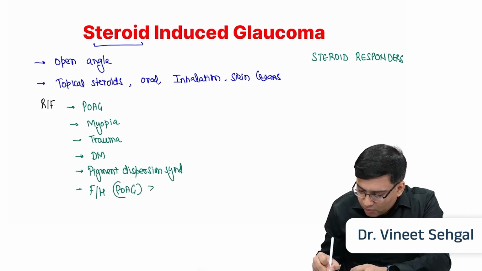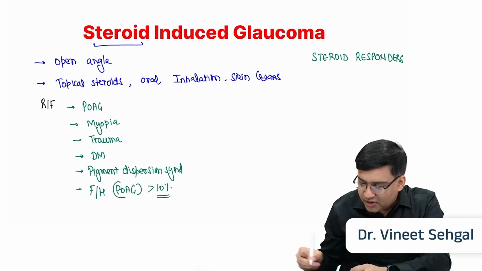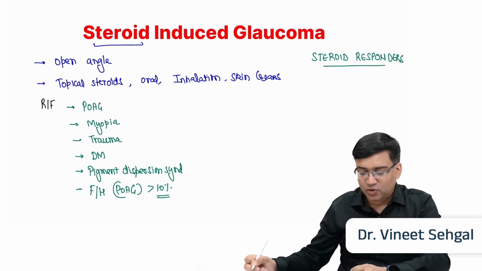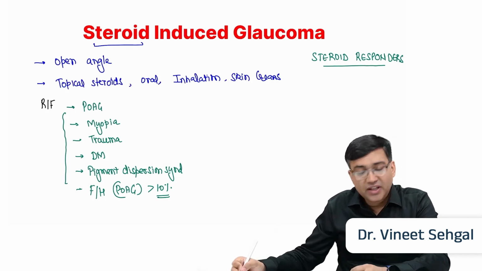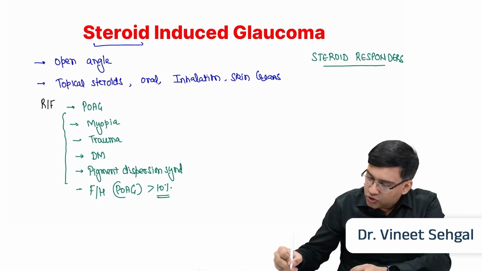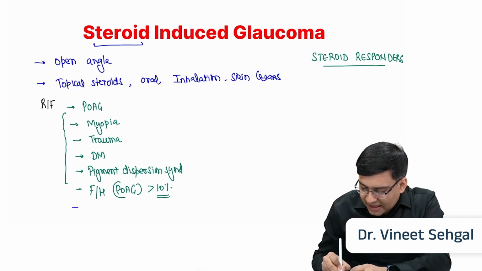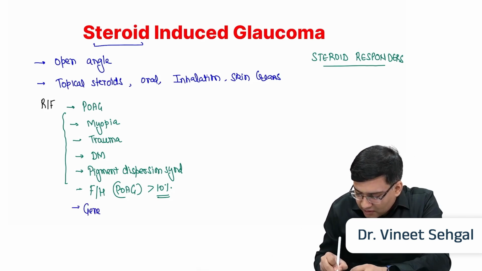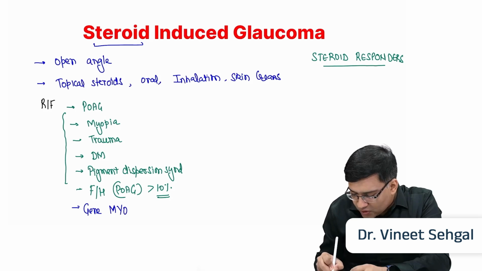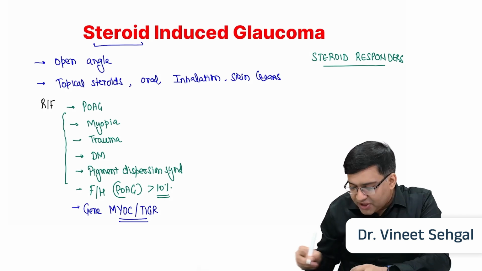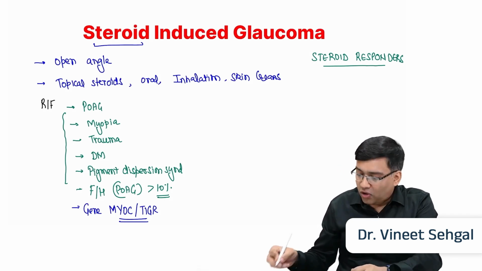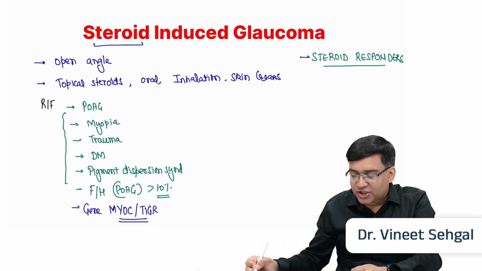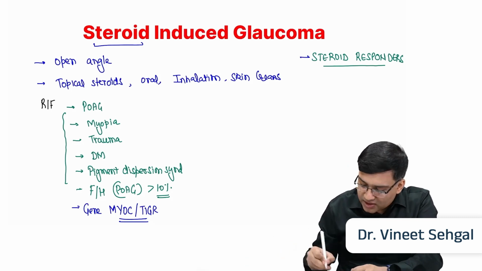These patients have more than 10% chances of developing a steroid response. So these are the risk factors for having a steroid response. Also here remember that gene MYOC or TIGR gene, if the patient is having mutations in MYOC or TIGR gene, these patients are also having more predisposition to get a steroid response, and this was a previous year question.